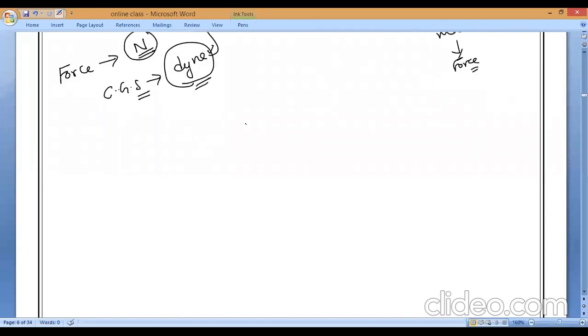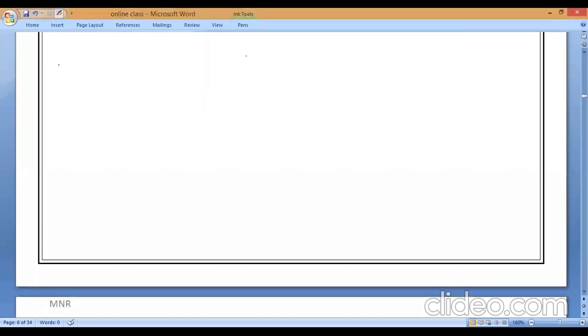But before separating the SI and CGS units, we will separate the units of force into two different kinds of units. One is called the absolute unit, and the second one is called the gravitational unit. We have two types of units of force: absolute unit and gravitational unit. So now all of you keep heading units of force. Shall we start now?